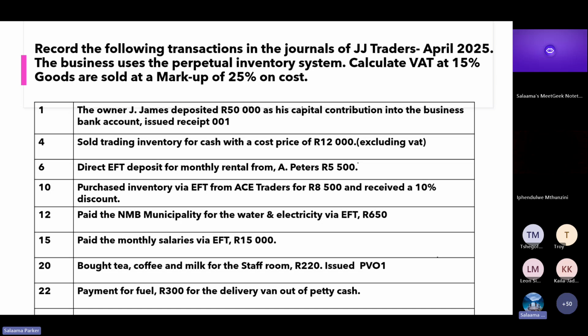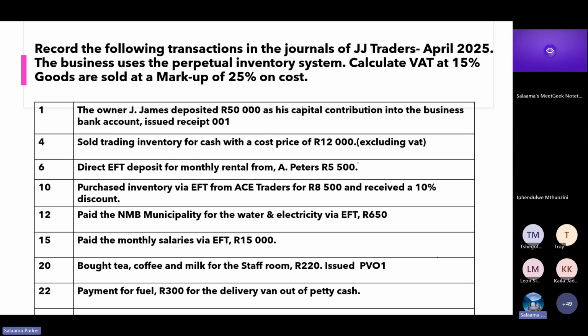The owner J. James deposits 50,000 as his capital contribution into the business's bank account. Okay, so we need to know where we are going to record that transaction. Can anyone identify for me, from all these transactions, which ones will go into cash book receipts? Maybe you can just give it to me in the form of the dates, like 1/4/10 or 1/4/6 will go into the CBR. 10, 12, and we'll go into CBP.